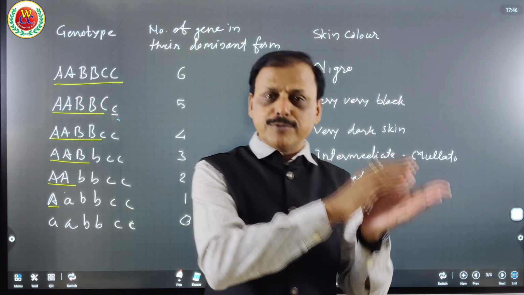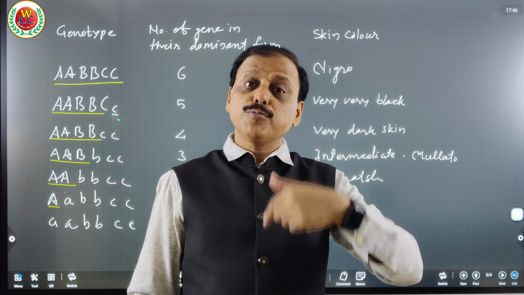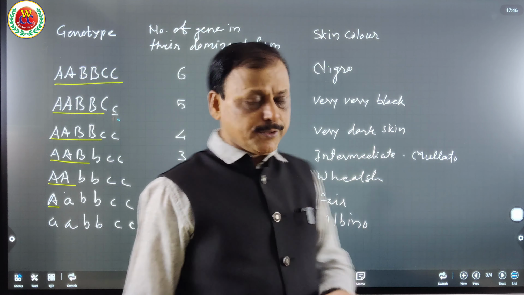Now it is very important to understand why polygenic inheritance is also known as quantitative inheritance. It is because the number of genes in dominant form creates an additive effect to give the different forms of skin color. Hence it is also known as quantitative inheritance. It is also known as cumulative inheritance, because the cumulative effect of each dominant gene creates an additive effect to give more melanin and therefore darker skin, and therefore to be Negro.